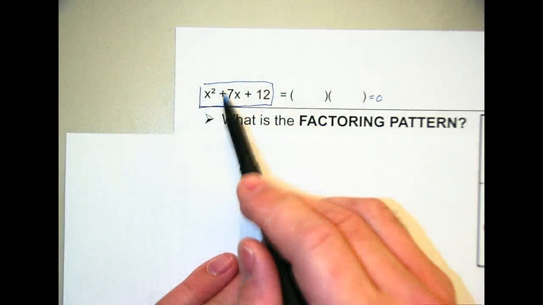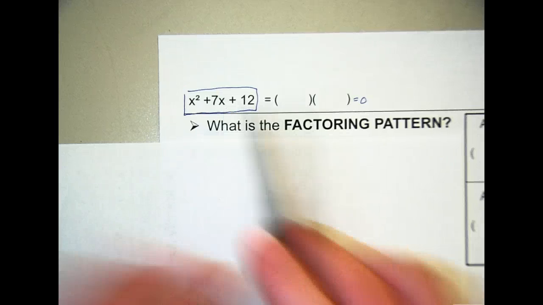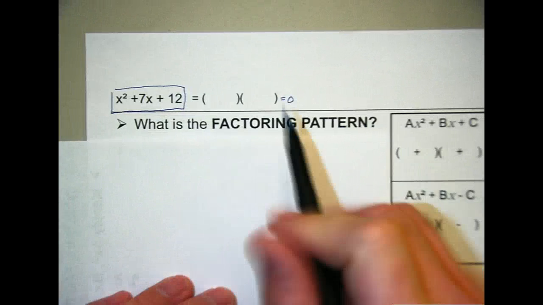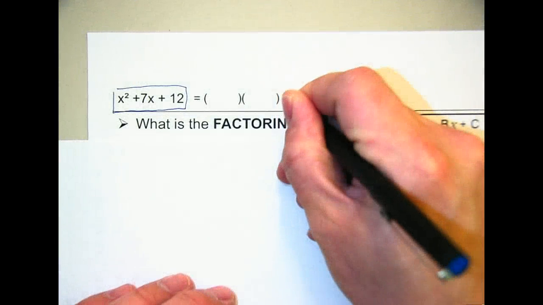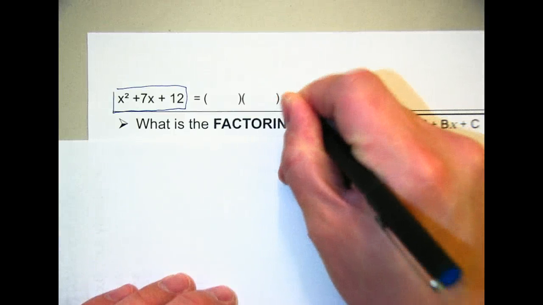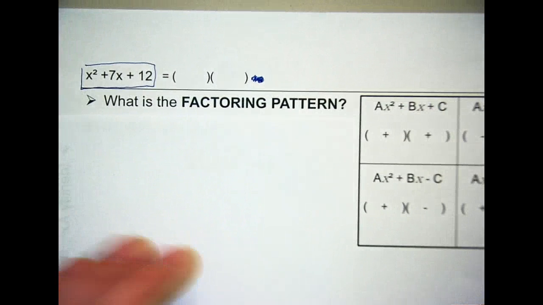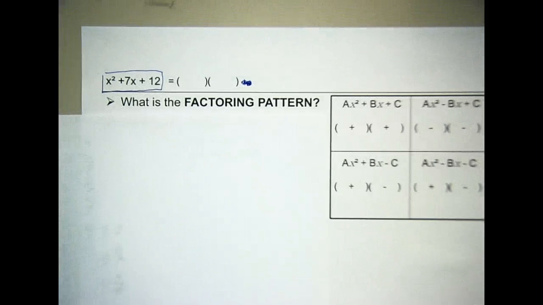Let's say I give you this equation right here. X squared plus 7x plus 12. We know that all equals 0. I'm not going to worry about the 0, so we're not going to worry about solving equations right now. We're just going to worry about factoring them. Okay? So what is our factoring pattern?